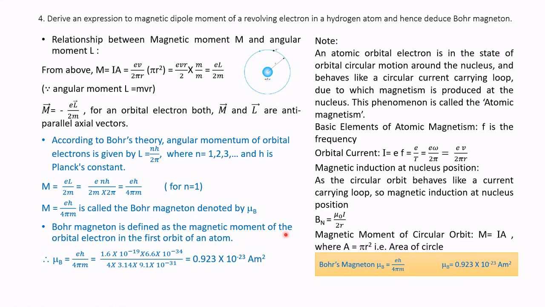Hence, the formula for Bohr's magneton is mu b is equal to eh by 4 pi m, and the value of Bohr's magneton is mu b is equal to 0.923 into 10 to the power of minus 23 amps meter square.